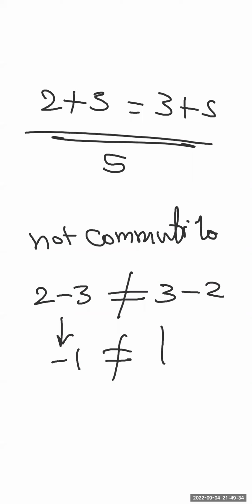It is also not associative. So addition has closure, commutative, associative, and so on. But subtraction has no property at all. Not commutative, not associative, and so on. Okay, guys? Let's solve some questions on how to add and subtract real numbers.